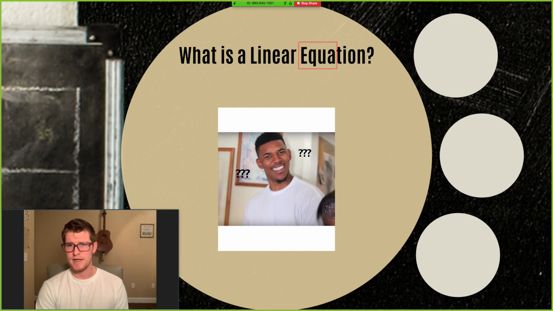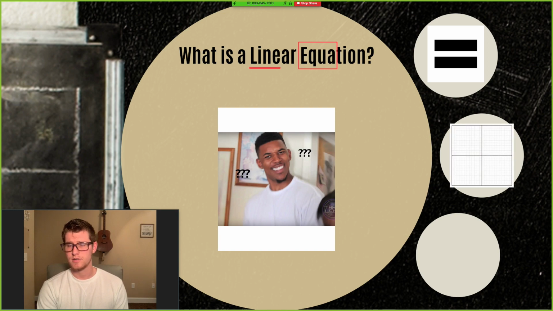Well, as the name hints, an equation is any mathematical expression that contains an equal sign. And the word linear suggests that when we graph a linear equation, it's going to be graphed as a straight line. And the final characteristic of linear equations, at least the ones we're going to be dealing with, is that they have two variables, x and y, a and b, y and z, etc.